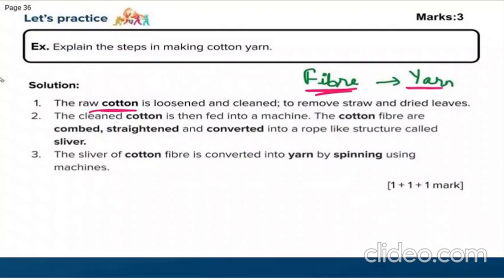converted into combed, straightened, rope-like structure known as sliver. It's not silver, it is sliver. Okay, it's converted into sliver, that is rope-like structures. Combed and straightened rope-like structures are known as sliver. Now, this sliver of cotton fiber we will spin and convert into yarn. Okay, so that is how we get the cotton yarn.